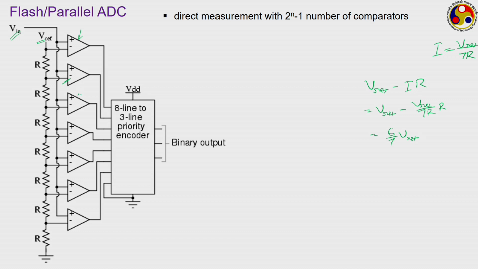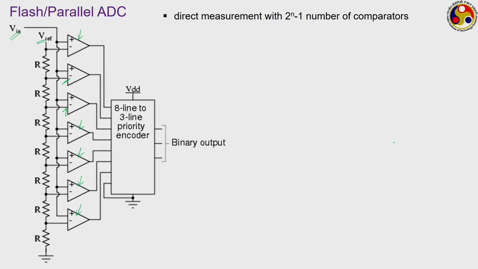Similarly, this particular portion will be subjected to 5 by 7 Vref, and this way it keeps on decreasing: 4 by 7 Vref, 3 by 7 Vref for this, 2 by 7 for this, and this one just 1/7 of the Vref that you are providing. So the reference voltage for each comparator keeps on changing, and that is compared with the input voltage. Depending on the value of your input voltage, one or more comparators will give you a positive output and some of them will give you a negative output.